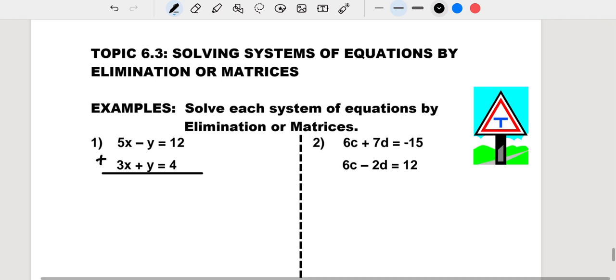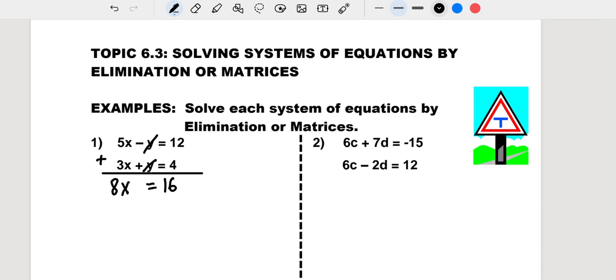straight down. So 5 plus 3x will be 8x. These will cancel out because negative 1 plus 1 will be 0. And then 12 plus 4 is 16. And then you solve for that variable. So 8x equals 16. So 8 times what number equals 16? We'll divide. So x equals 2.